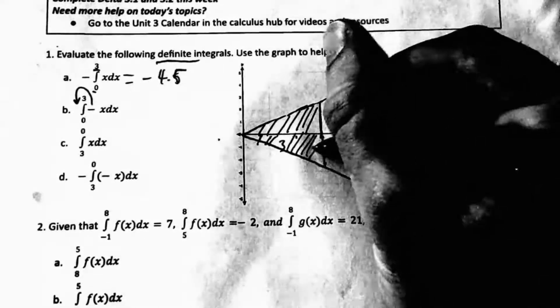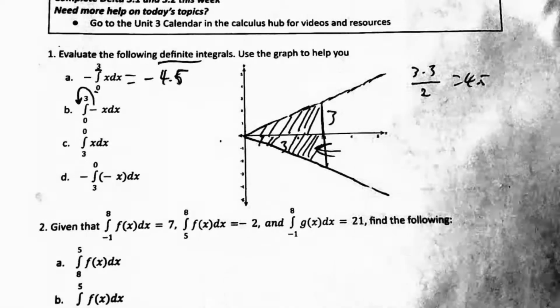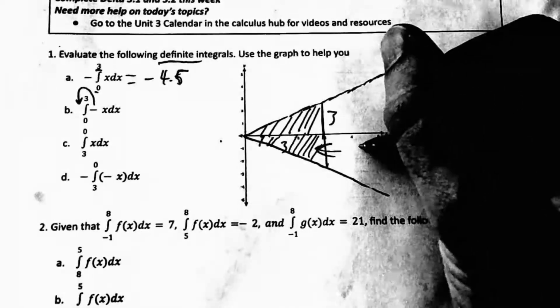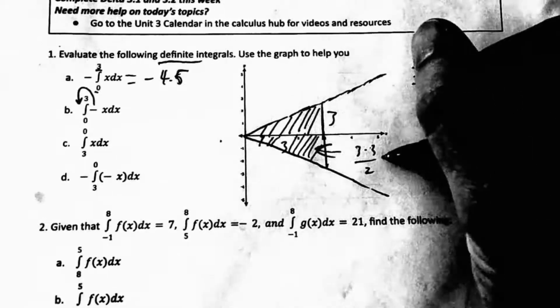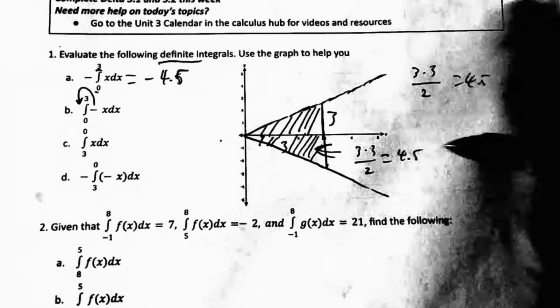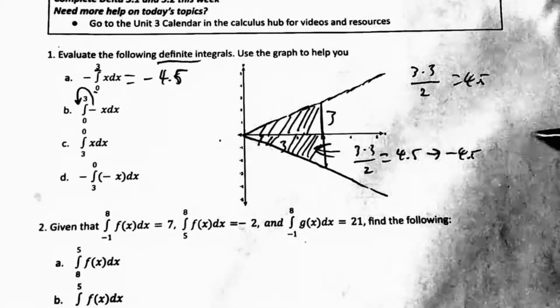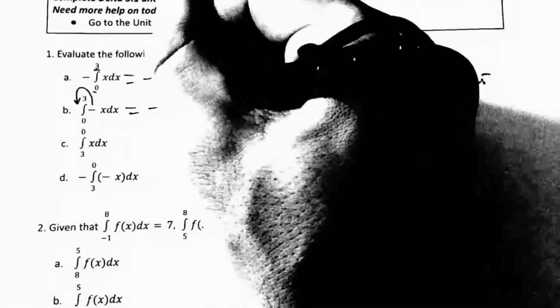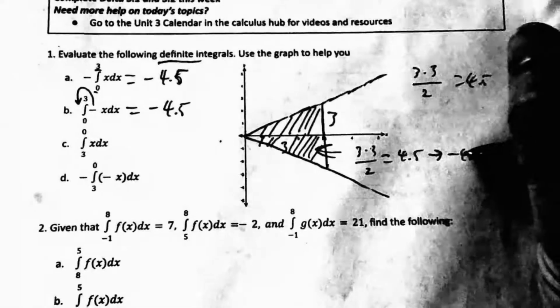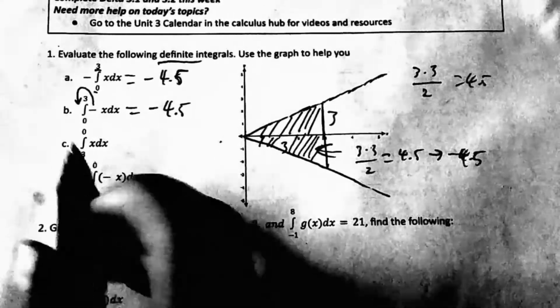Okay, and then this is an identical triangle to this one. So it's going to be again 3 times 3 over 2, which is 4.5. Since it's right below the x-axis, this is negative 4.5. So for the same reason, this is negative 4.5. And that can be proven by drawing it or through that rule that we know.